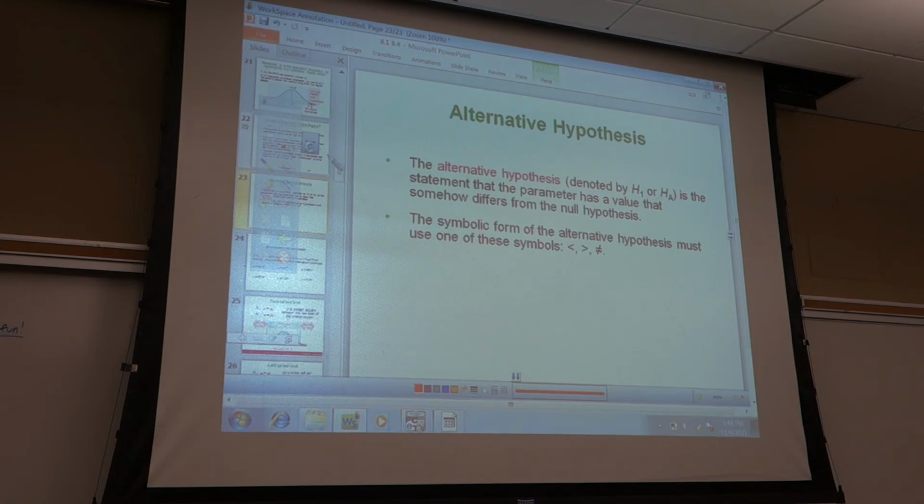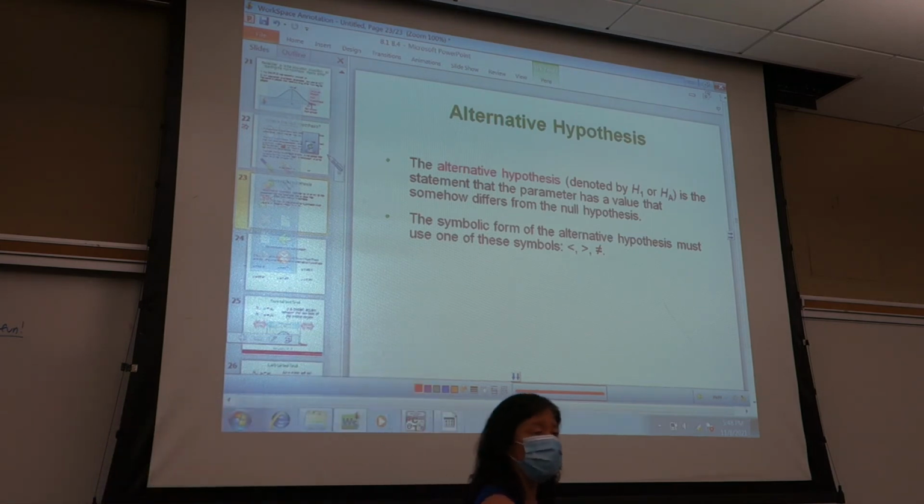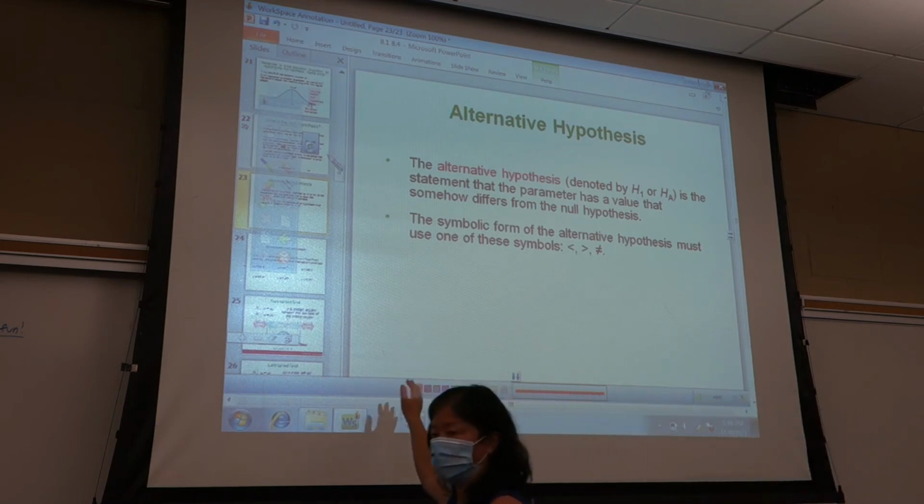All right. So the null hypothesis is always, always, always what? Equals. So the alternative has to be a different symbol. Greater than, less than, or not equal to. Should be filling these into your notes, right?